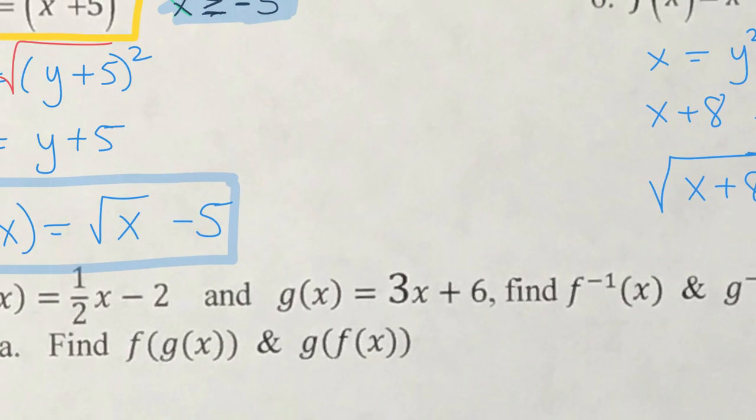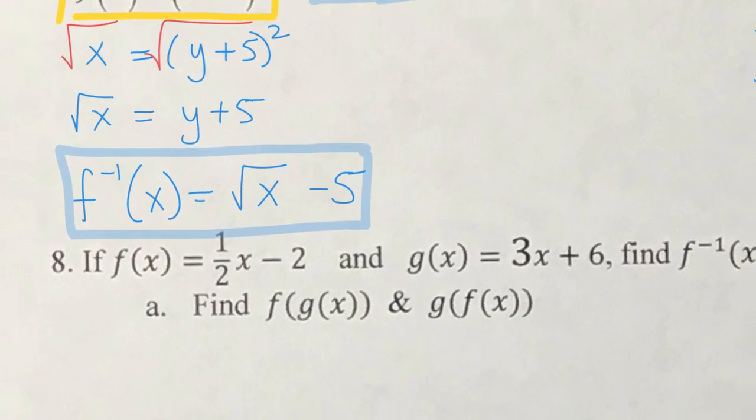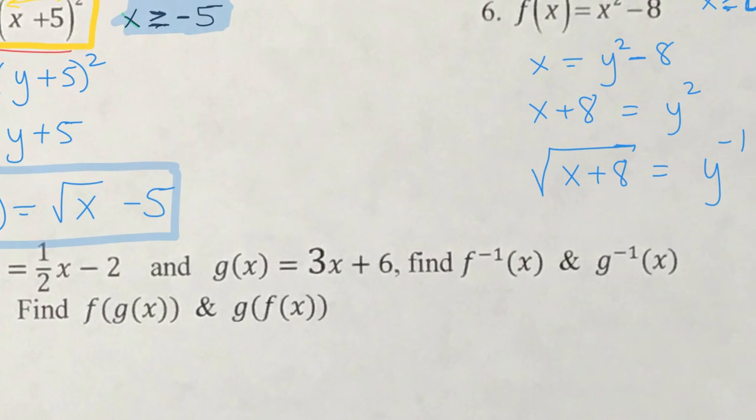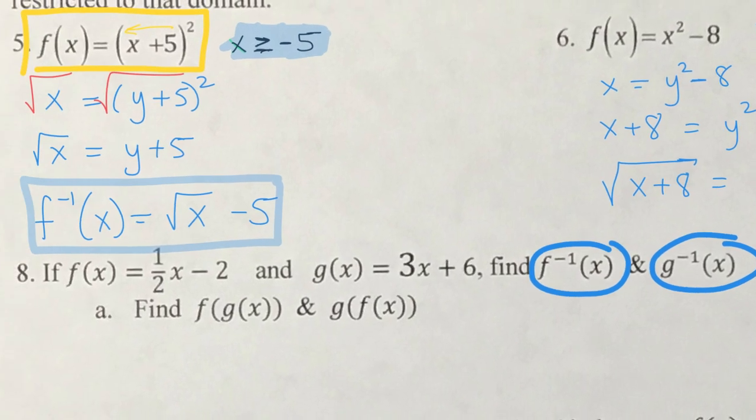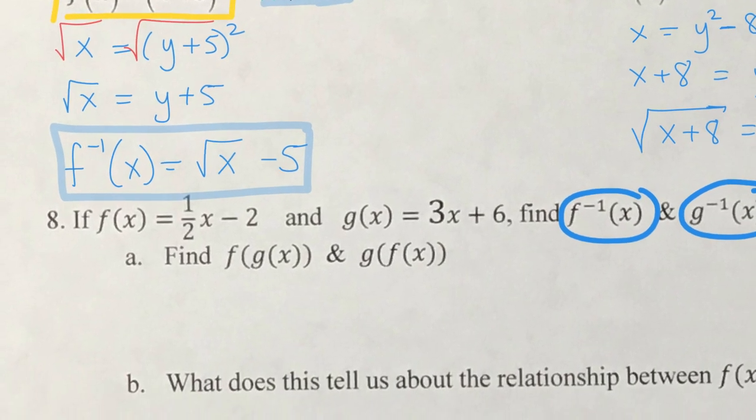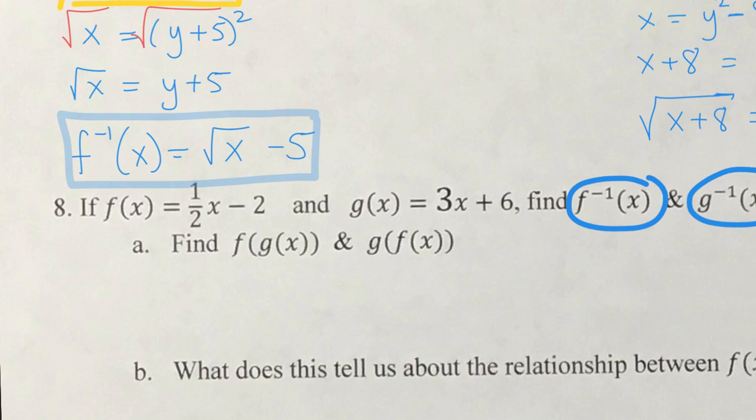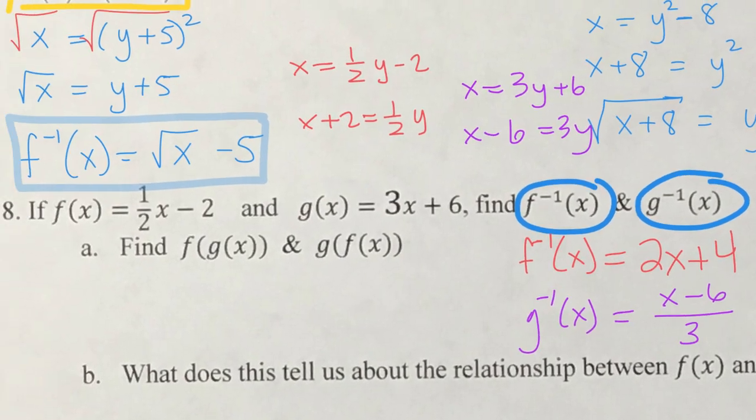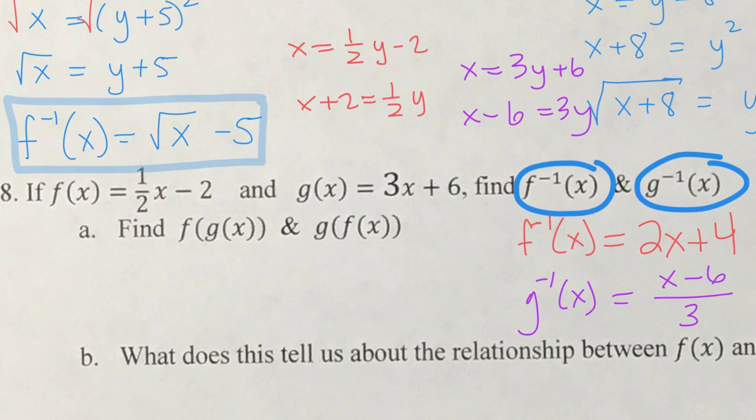Okay, so sticking with the inverse theme, here we have an f and a g, and it says find f inverse and g inverse. Okay, so let's do that. Two linears will give us two linear inverses. Okay, and then the next part asks us about compositions.